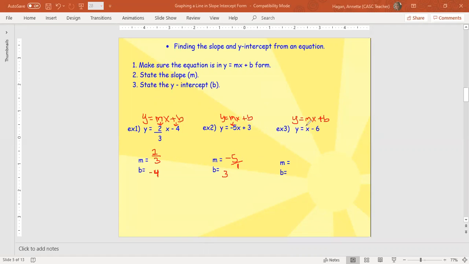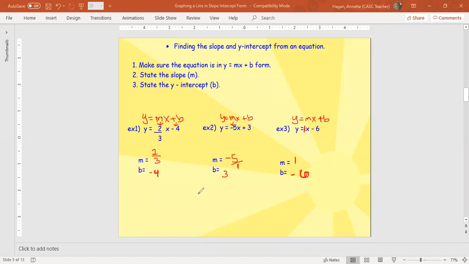Example 3 is a little trickier. The slope, you're like, there's nothing in front of x. Well, there is something in front of x. There is a 1, and it is understood to be there. So whenever we see just x, we know that it is 1. So my slope is 1, and my y-intercept is -6. That's a -6. So that's how we identify M and B.